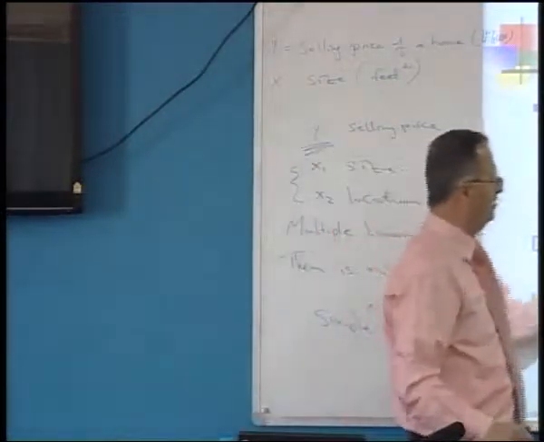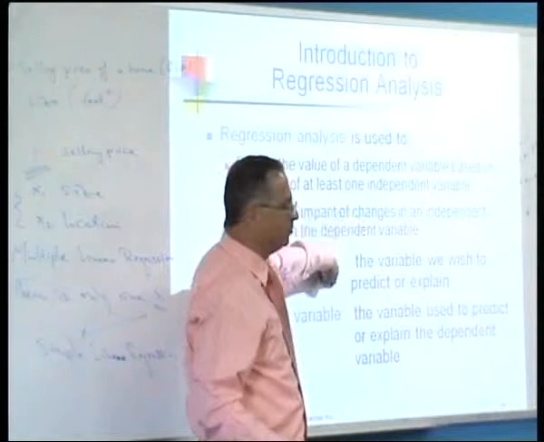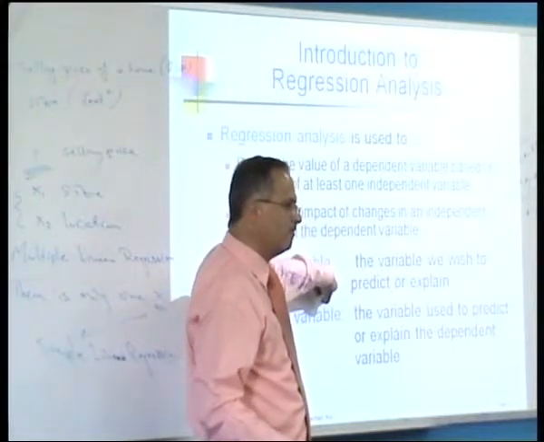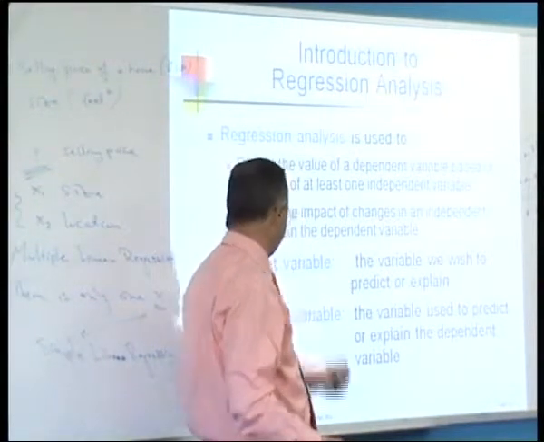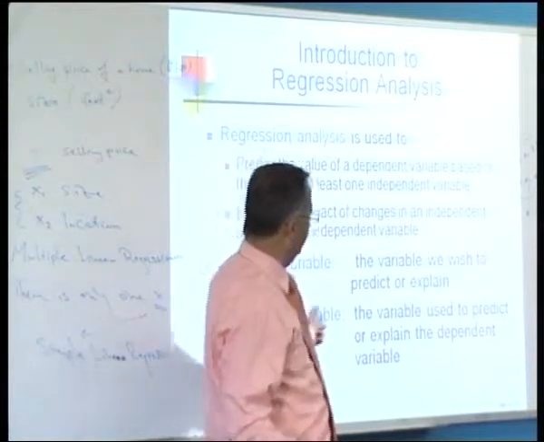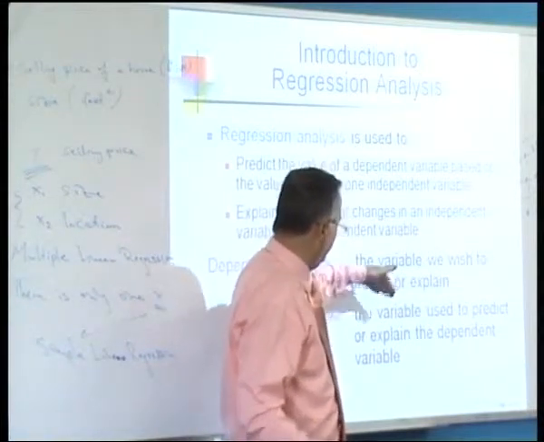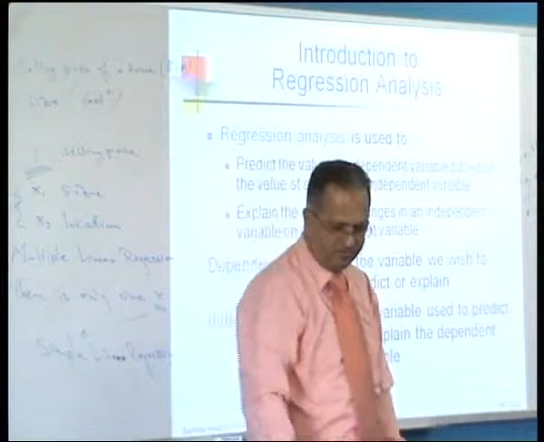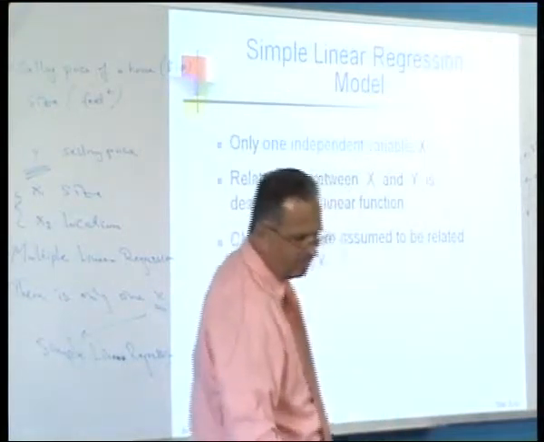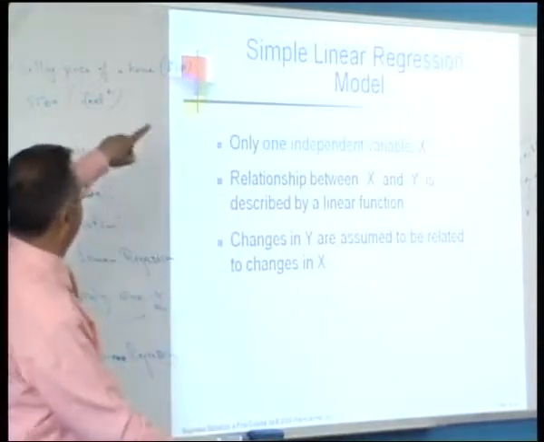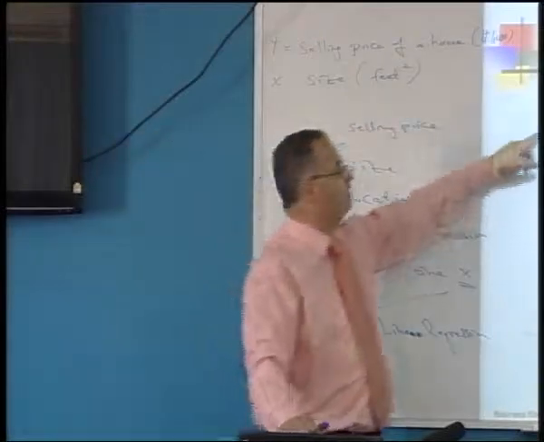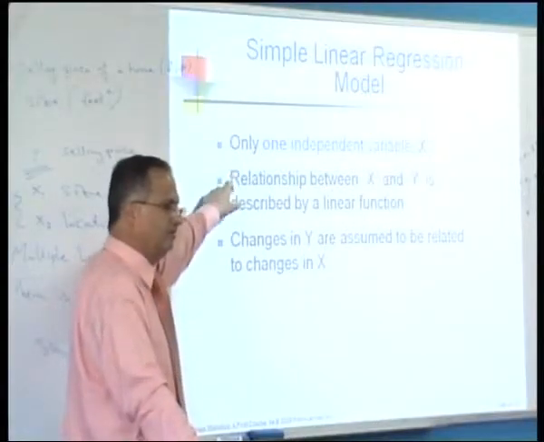Again, the dependent variable is the variable we wish to predict or explain, the same as weight. The independent variable is the variable used to predict or explain the dependent variable. For a simple linear regression model, there is only one independent variable.